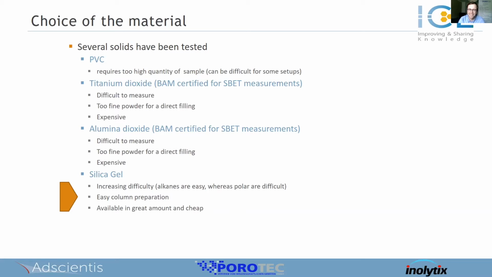Finally, we went back to the material that was already suggested during our previous symposium in Cologne, the silica gel. This material provides an easy filling into the column without special preparation. It is available in large amounts and it has an increasing difficulty in measuring. That means that the alkanes are quite easy and fast to measure, whereas polar probe molecules can get more difficult, what we will see later.